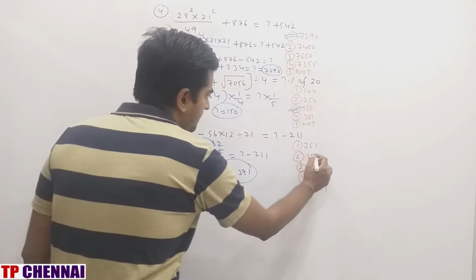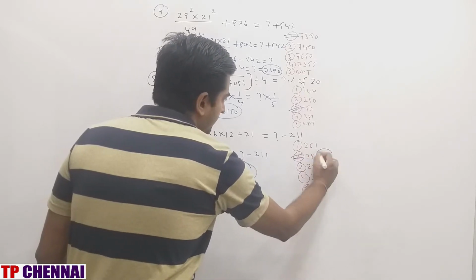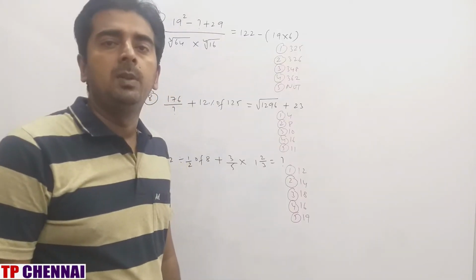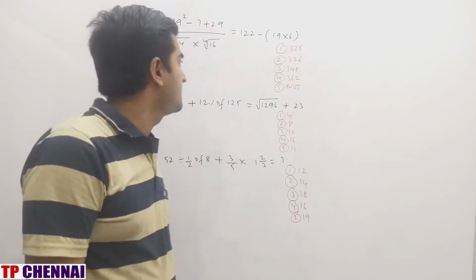Right, so just change the option, answer is nothing but 371, which is nothing but second option. So I hope you are clear with the previous three simplification questions. Now we will see the next three simplification questions.